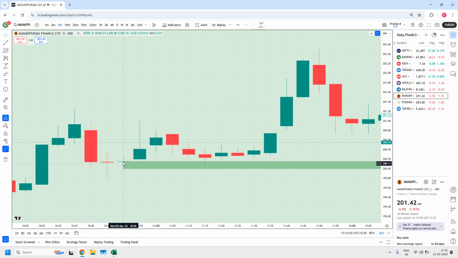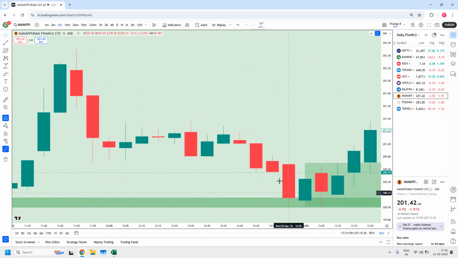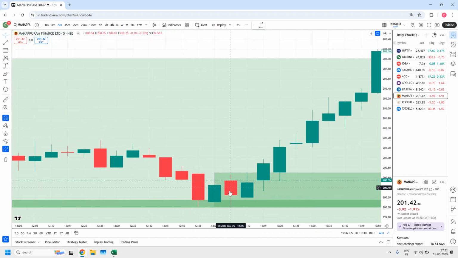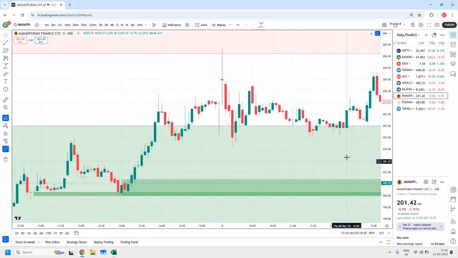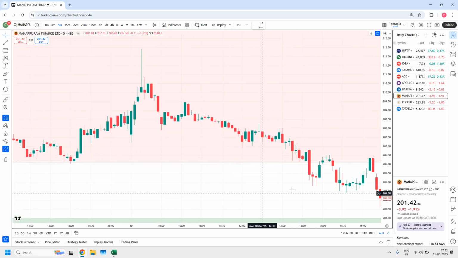Observe carefully here. See the low of this candle. What is the low of this candle? 200 rupees. Look into the low of this drop candle. This is also 200 rupees. Again, look into the low of this candle. This is also 200 rupees, 1 paisa additional. But of course, this is also almost 200 rupees. And today again the zone is tested, this zone.